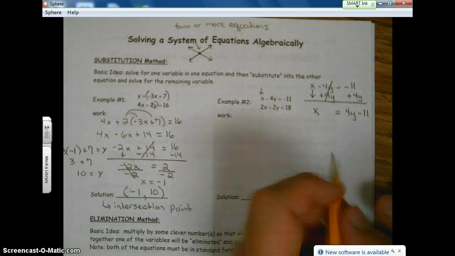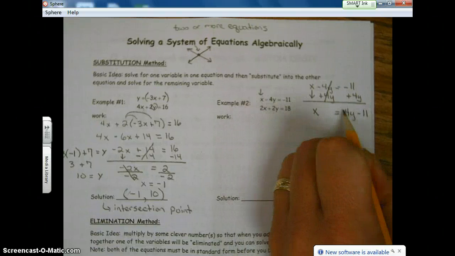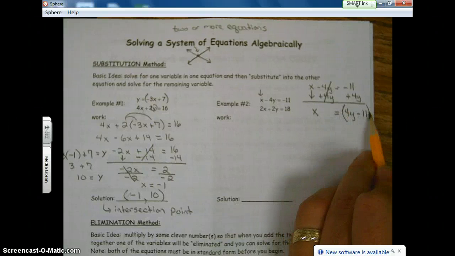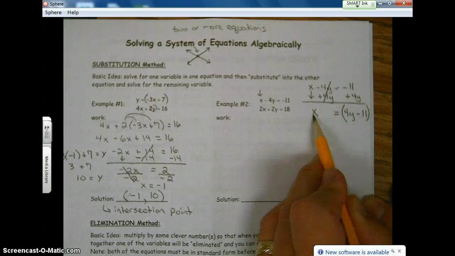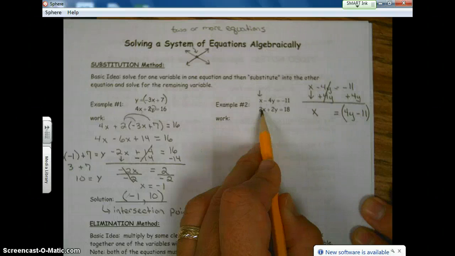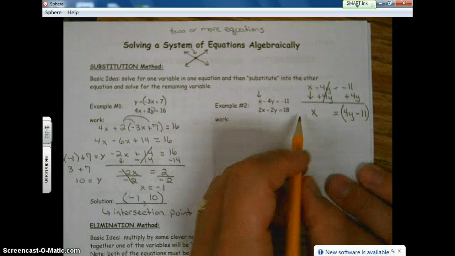Okay? Now, what we have here is we have solved for one variable. So that means that 4y minus 11 is the same as x. So everywhere I see an x in this equation, I can put in 4y minus 11. So I'm going to plug that in.